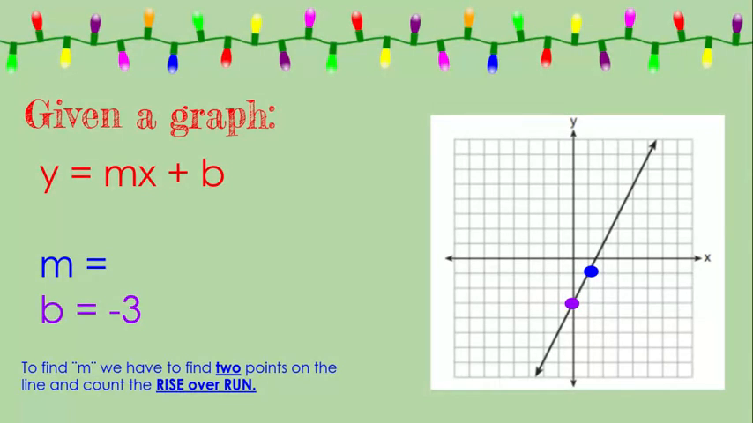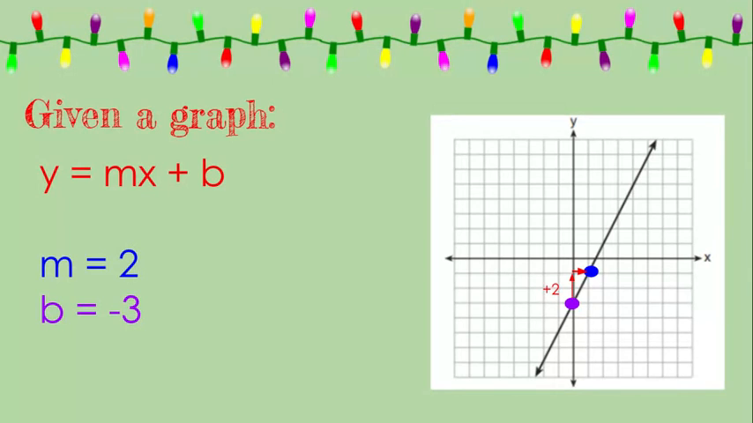So in this case, I'm going to start at my y-intercept. You always go from left to right on the graph. So I'm starting with the purple point because that comes first from left to right. And I'm going to count my rise first, which is how many boxes I go up. In this case, I'm going up 2. And then I count my run, which is how many I go across, and I'm going across 1. So my slope would be 2 over 1, which simplifies to just 2.